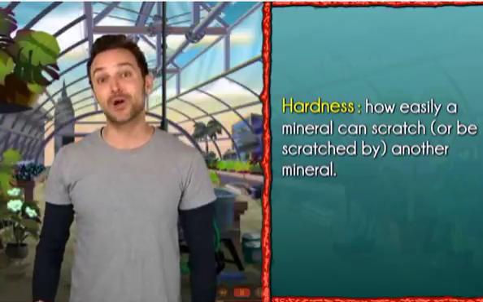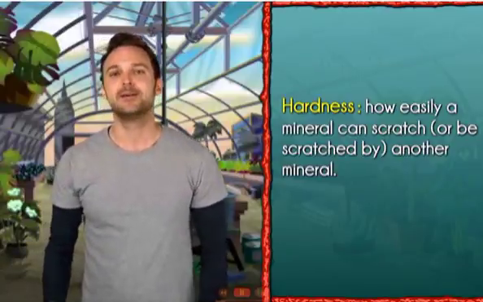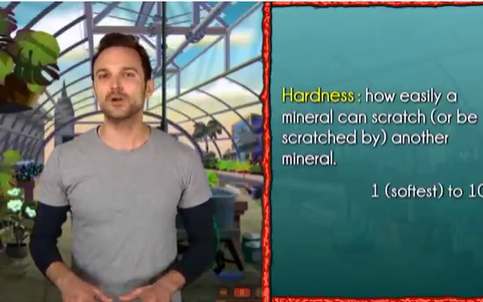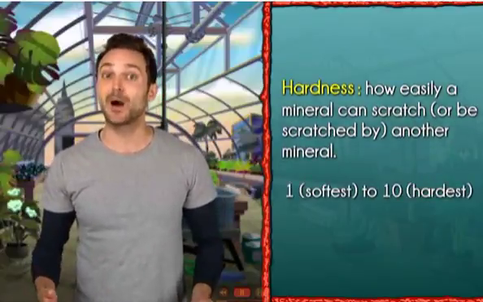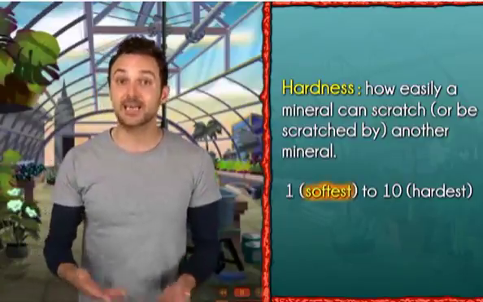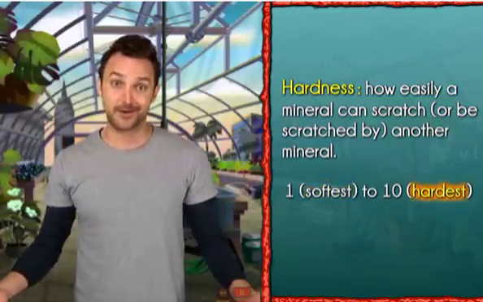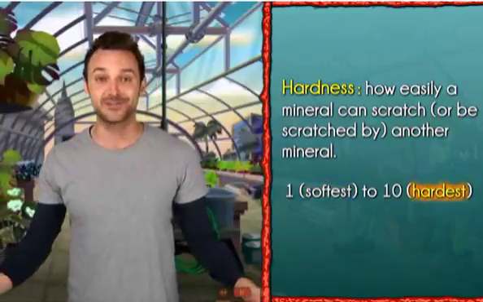Harder materials can scratch softer ones. For instance, a rock might scratch glass. A special scale ranging from 1 to 10 is used to classify minerals by their hardness. A mineral with a hardness of 1 is the softest and can be easily scratched by harder minerals. Minerals with a hardness of 10 are, well, the hardest.